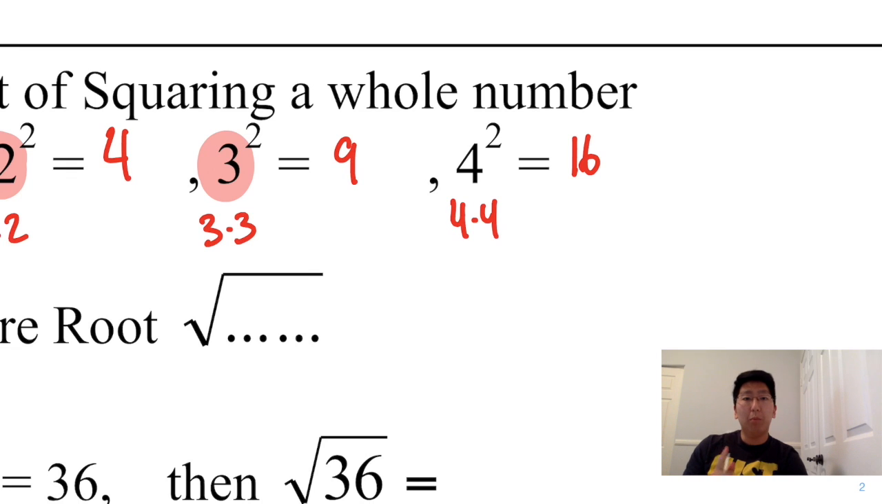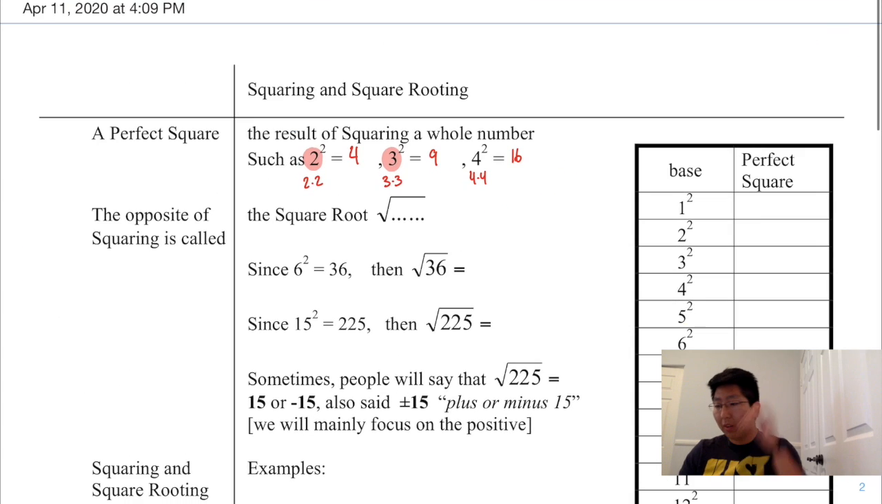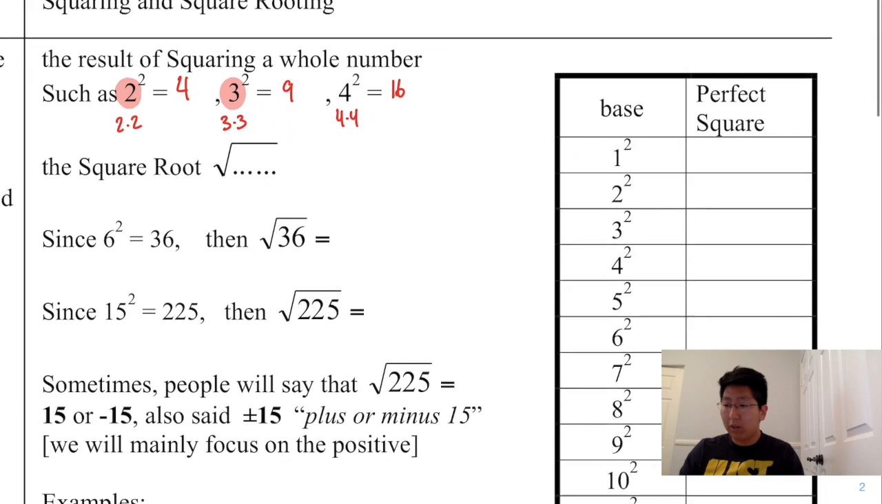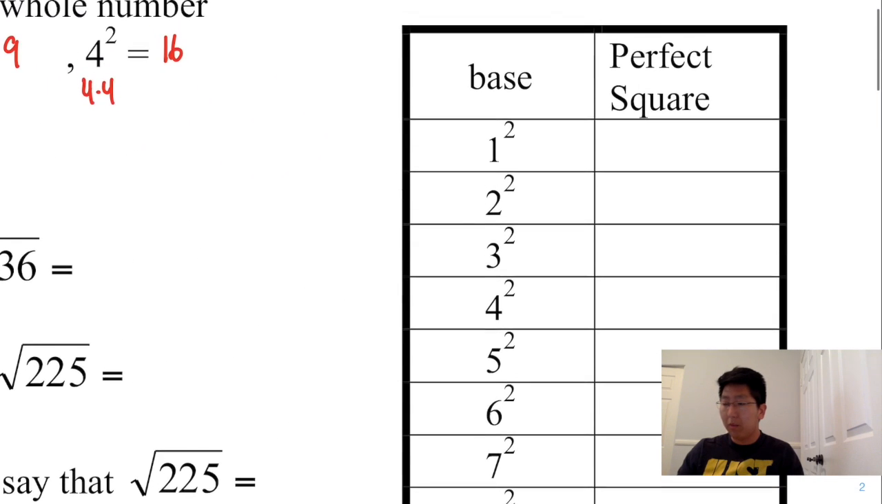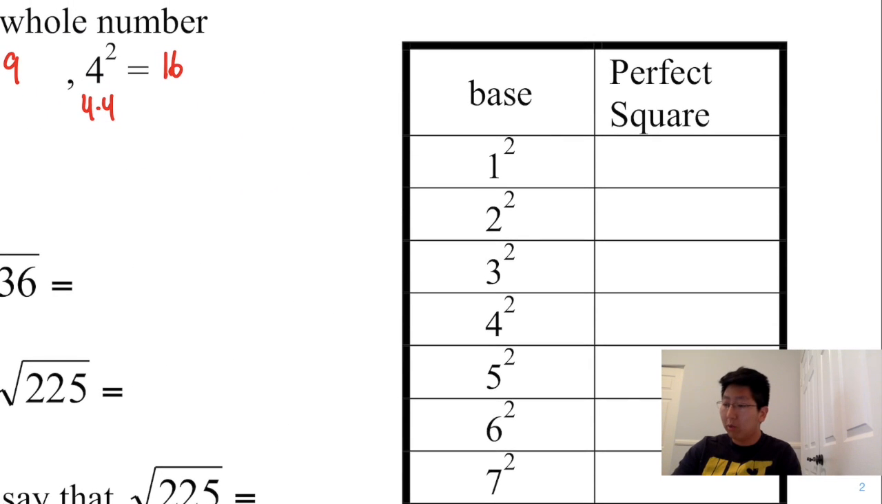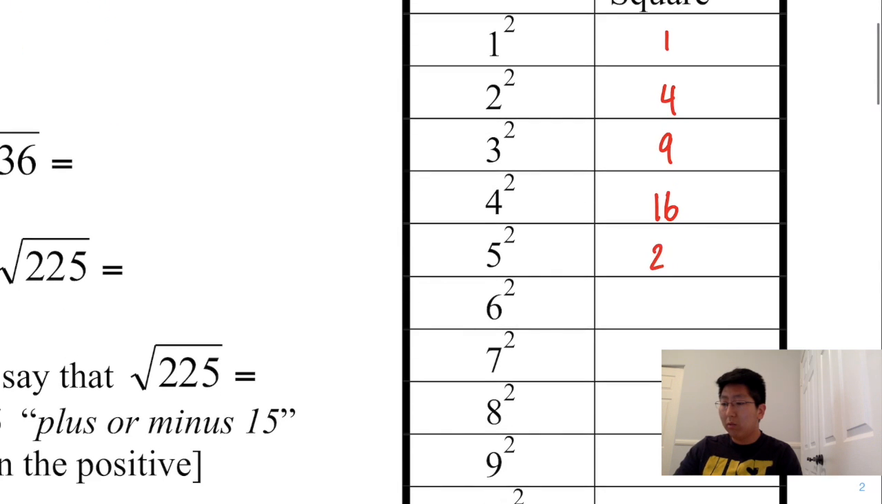So it's very important that you understand that a perfect square is just when you have a number, a whole number, and you multiply it by itself. Okay? So here we're going to take a look. Before actually we get into this portion right here, the opposite of squaring, we're going to take a look and get all the perfect squares. So 1 squared is 1 times 1, which is 1. 2 squared is 4. 3 squared is 9. 4 squared is 16. 5 squared is 25.